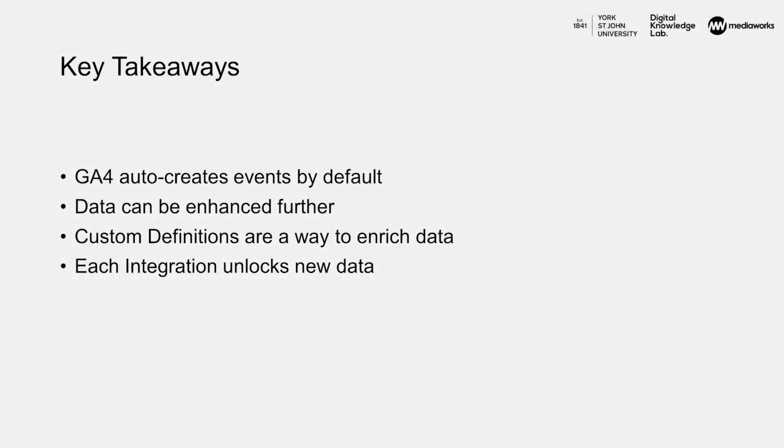So just to wrap up some of the key takeaways from this section, in terms of admin, you understand that Google Analytics 4 automatically collects a lot of events for you by default, but you can choose to enhance that data further. You need to mark the events as a conversion to allow you to report and bid on those specific metrics. And custom definitions are a great way of enriching some of that data that's moving into your account. And from the integration perspective, the importance is that each integration unlocks a new bit of data. So it's understanding what that integration's like and then reading up and making sure you're maximizing the data that comes with each integration.